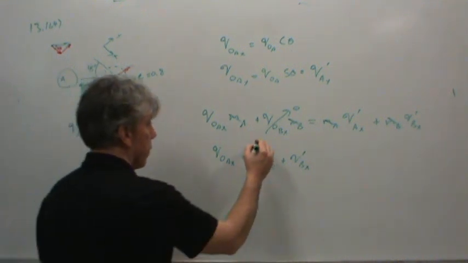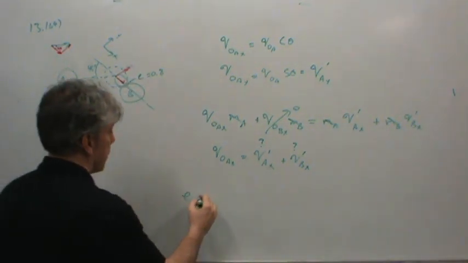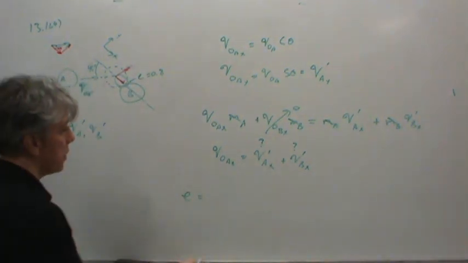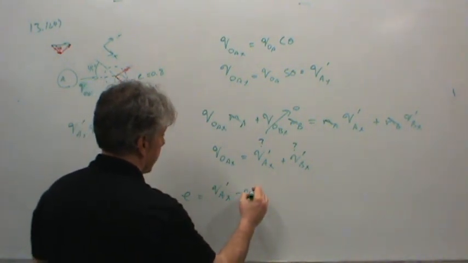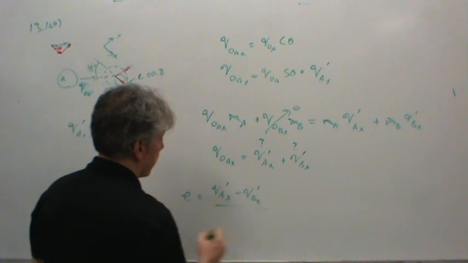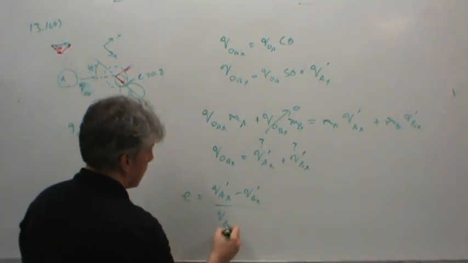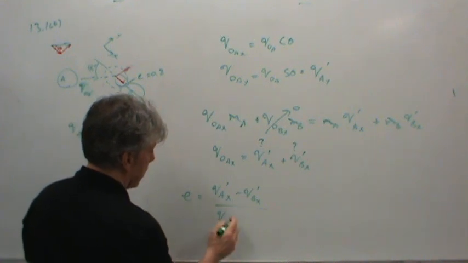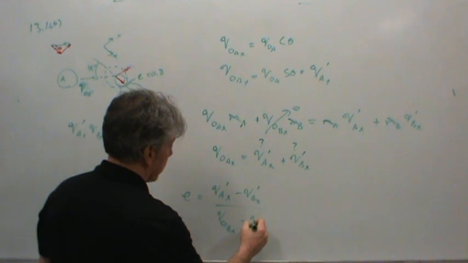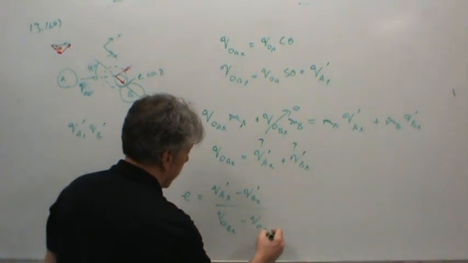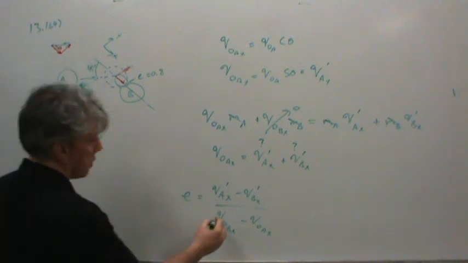So now notice I have, again, one equation, two unknowns. So the other equation will have to come from the coefficient of restitution. So let's see. The velocity of A in the x direction after impact minus the velocity of B in the x direction after impact divided by the velocity of B initially, initial B x direction before impact minus the velocity initial A x direction before impact. Obviously this one is 0.